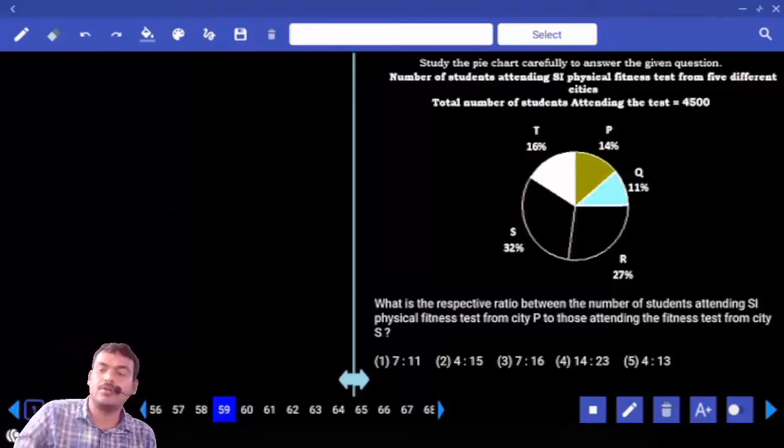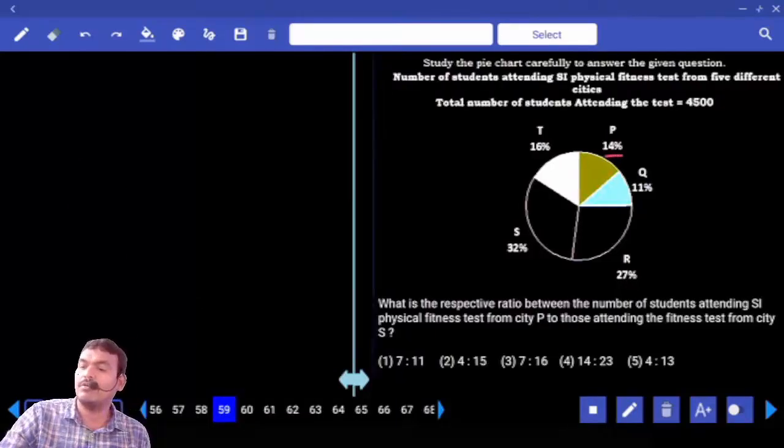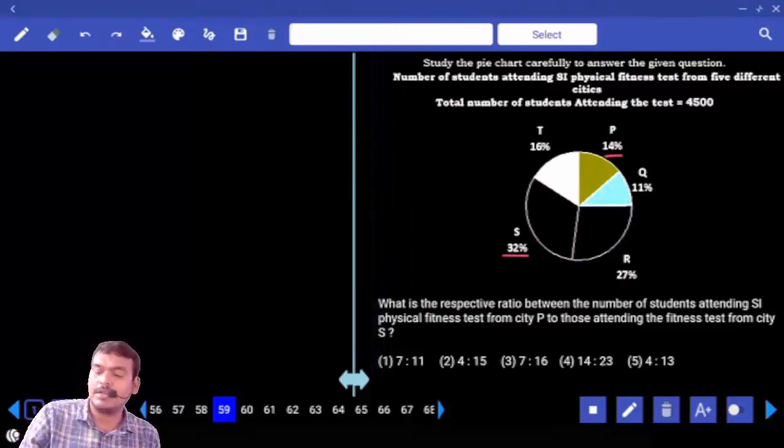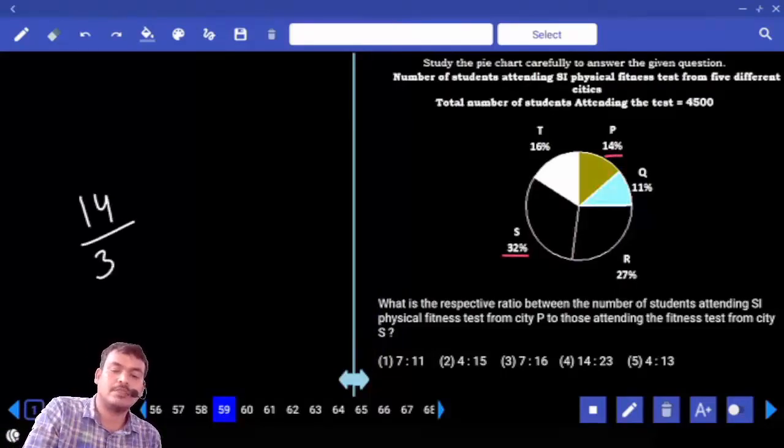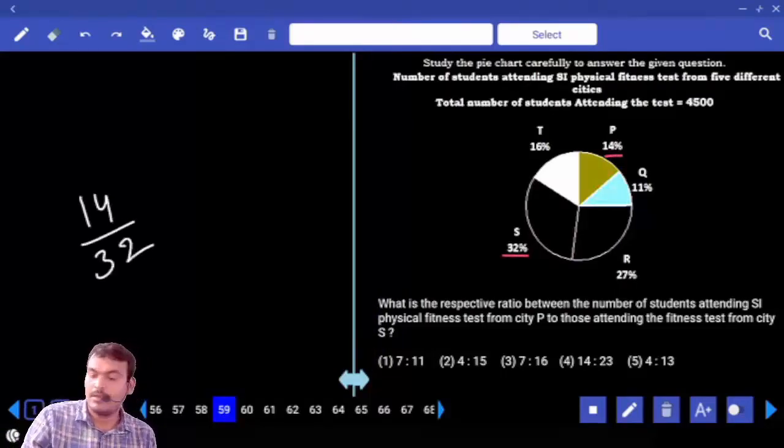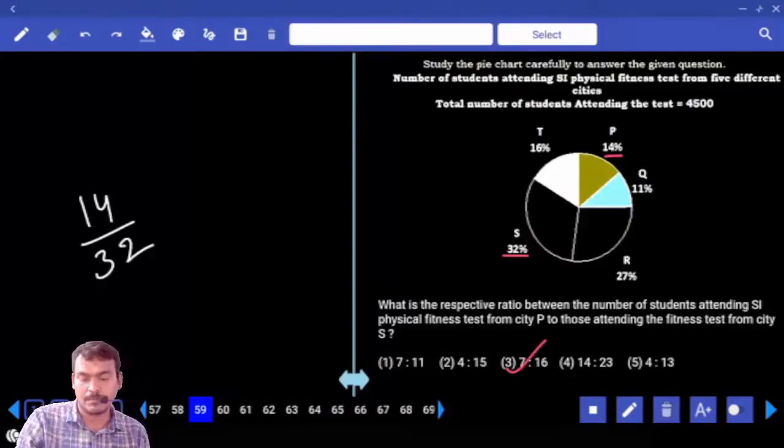Next 59. Ratio between P to S or not? Ratio between P to S. What is the P value? 14%. S value 32. 14 is to 32 or not? What is the ratio? 7 is to 16.